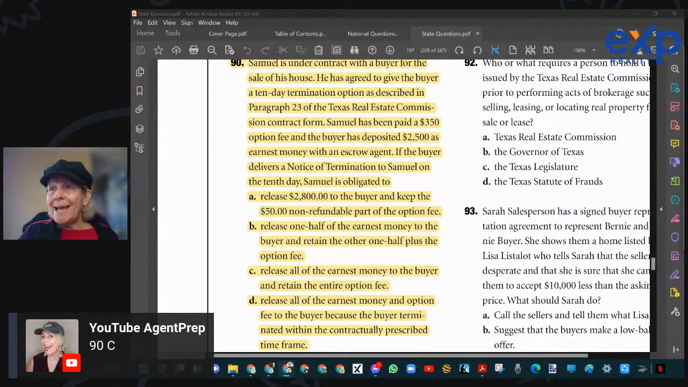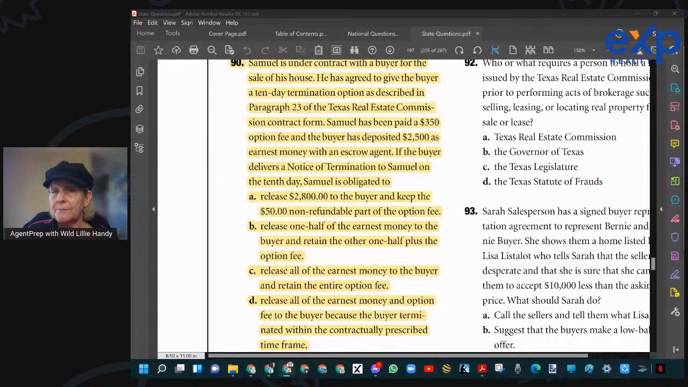Okay, the answer was C. The buyer gets to keep all their earnest money, and the option fee belongs to the seller. Okay.